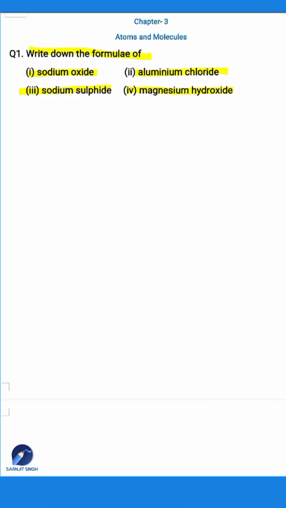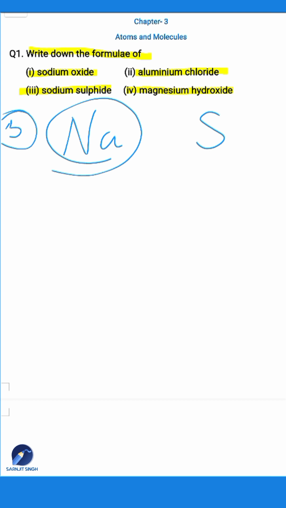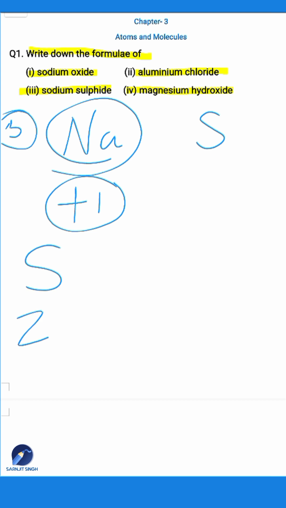Now the third part, that is sodium sulphide. Sodium has the symbol Na and sulfur has the symbol S. The valency of sodium we already calculated in the first part, that is +1. Now for sulfur, Z is equal to 16. The atomic number of sulfur is 16.